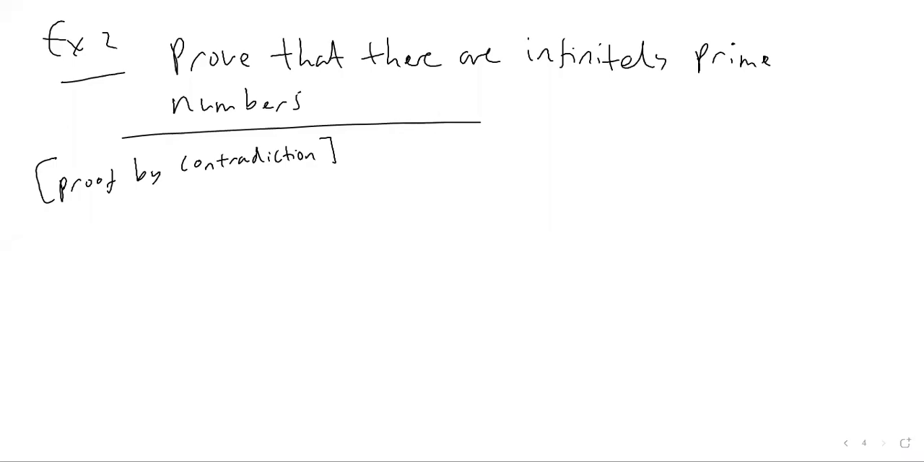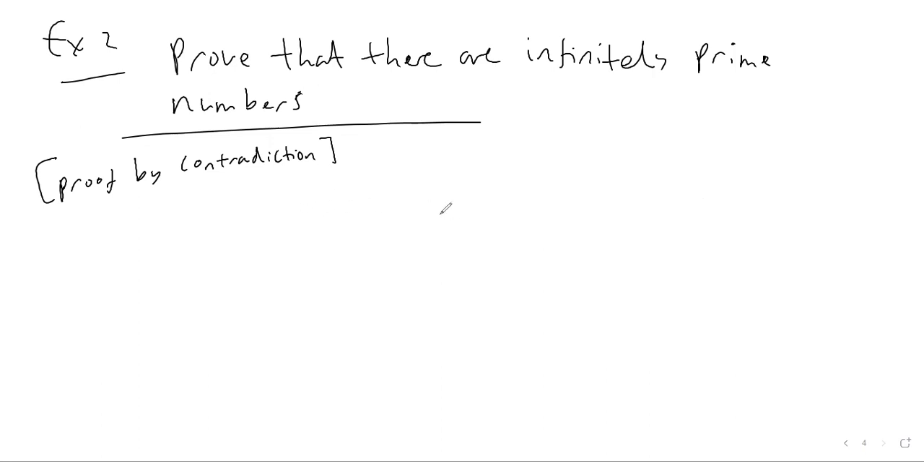Right, so in the previous video, we looked at proving that root 3 was an irrational number, and we used proof by contradiction to do that. So today we're going to again use proof by contradiction, but this time to prove this example here: prove that there are infinitely many prime numbers. So again, we're going to do a proof by contradiction to prove this statement.